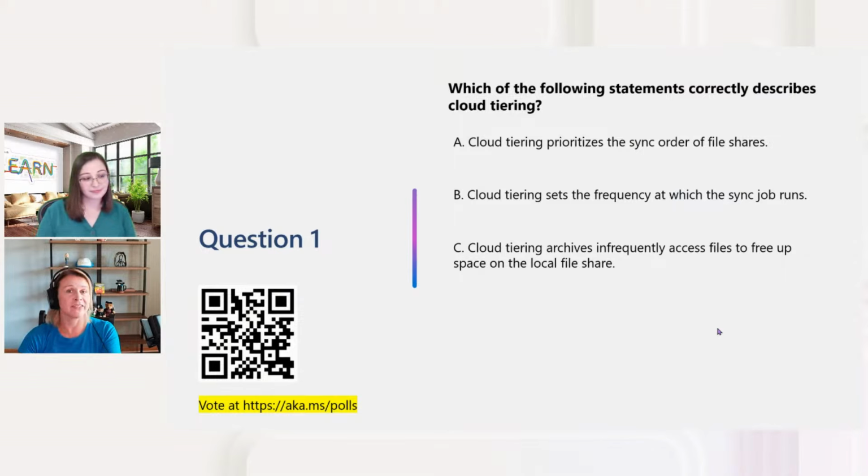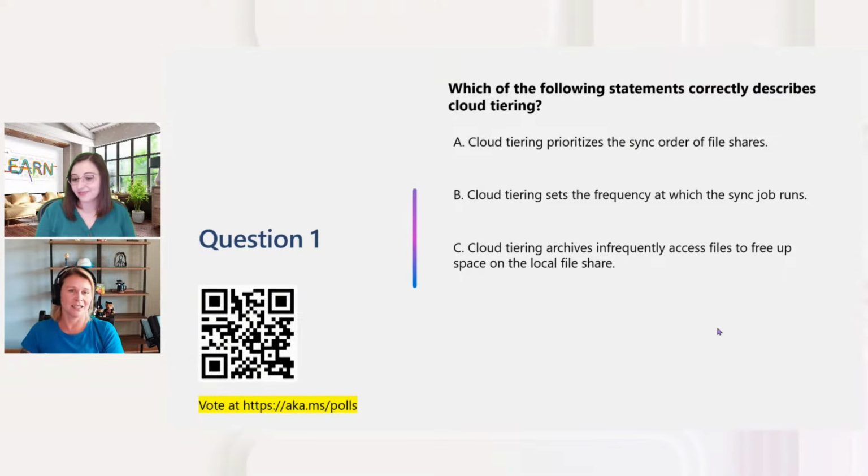So which of the following statements correctly describes cloud tiering? A, cloud tiering prioritizes the sync order of file shares. Or B, cloud tiering sets the frequency at which the sync job runs. Or C, cloud tiering archives infrequently accessed files to free up space on the local file share. So what would you think would be for cloud tiering? Well, it's hard to tell because we just got started with it and we probably need some more experience.